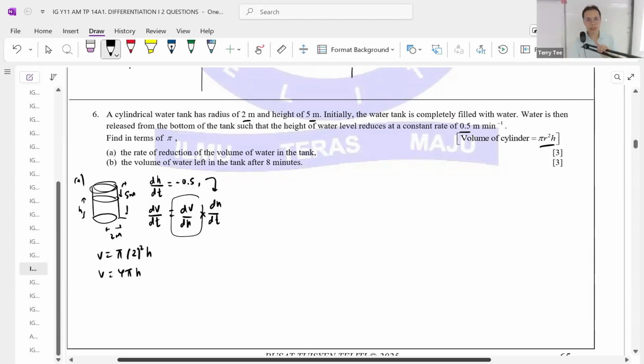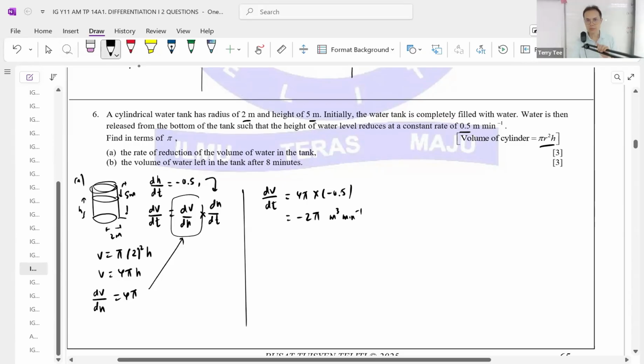The radius of the water tank remains the same. So we differentiate dV/dh, this is 4 pi. Take this 4 pi inside. So let's write dV/dt is 4 pi times negative 0.5, which is negative 2 pi meter cube per minute. You can put minute negative 1. Okay, so that is part A.